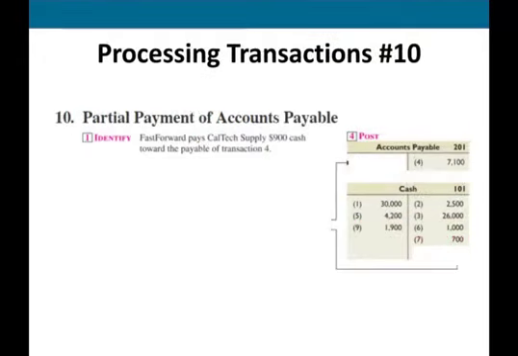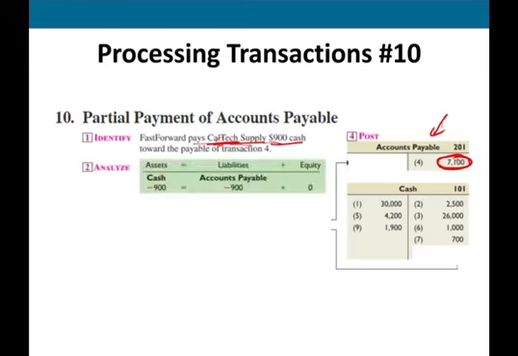Transaction 10. Fast forward, pays Caltech Supply, what we said was Staples, $900 cash toward the payment in transaction 4. Payable in transaction 4, we bought $7,100 of supplies on credit. Now we paid $900. Our cash will go down and our accounts payable will go down. They both go down. So cash goes down, takes a credit, and accounts payable goes down, takes a debit. So I'm going to debit my accounts payable and credit my cash.